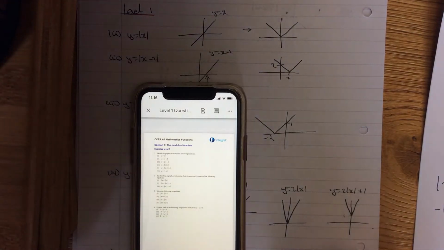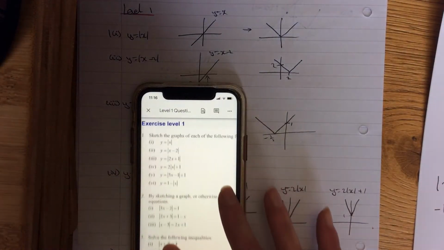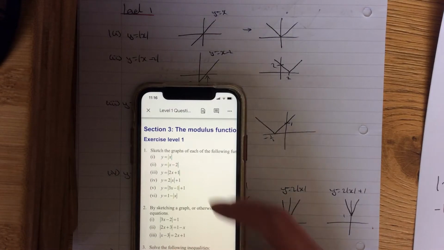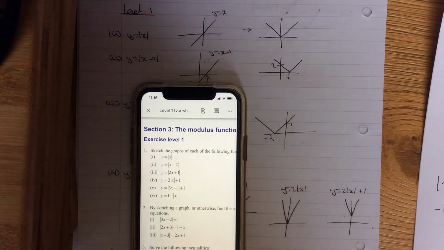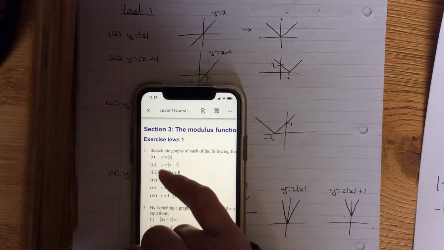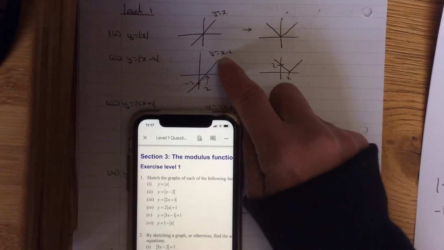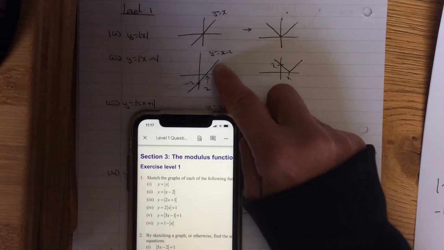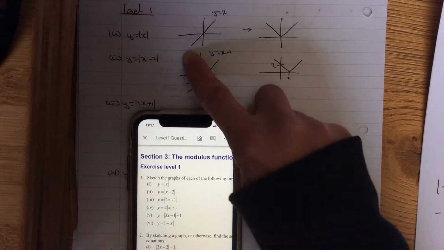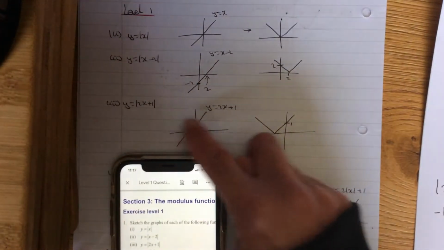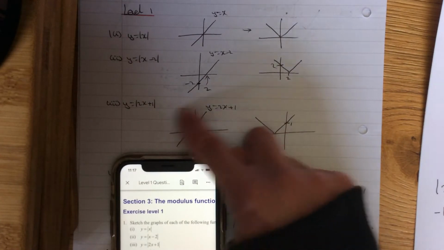Okay, I'll take you through these level 1 questions. First of all, it's sketching the graph. In the first 3, you'll just sketch it like I did in the notes. You'll sketch y equals x, anything in the bottom, flip it up. You will sketch y equals x minus 2, find the intersection, and then flip it up. And the same with that one. Run it down to the intersection, and then flip it up.